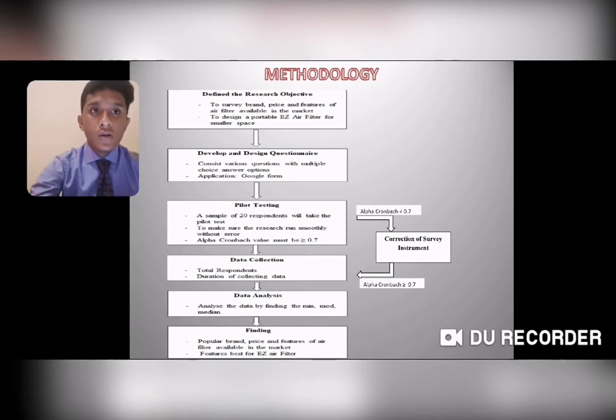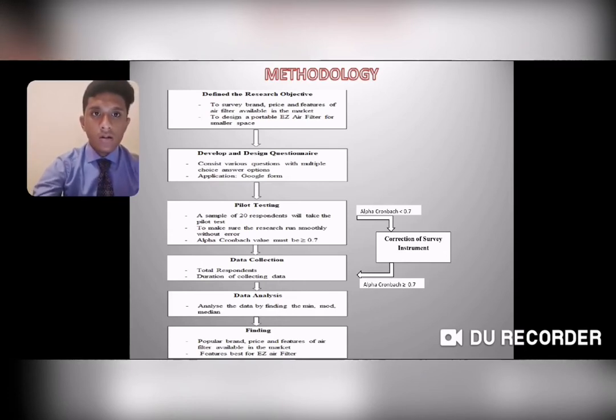If it is below 0.7, then the correction of the survey instrument must be done. After the correction, we must continue with the data collection. All of the data from 100 students have been collected, and the duration of collecting data is 3 weeks. Next is data analysis. All of the data that have been collected were analyzed using the mean, mode and median method. And lastly, the finding.